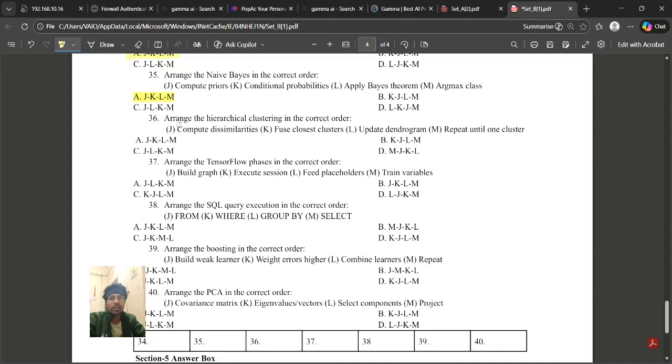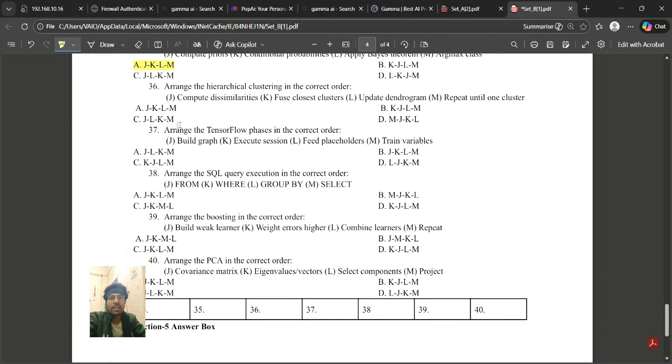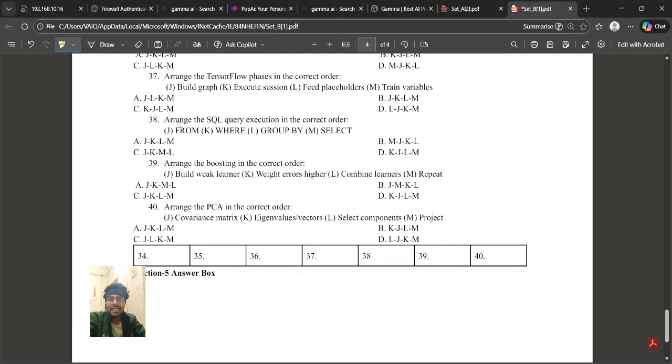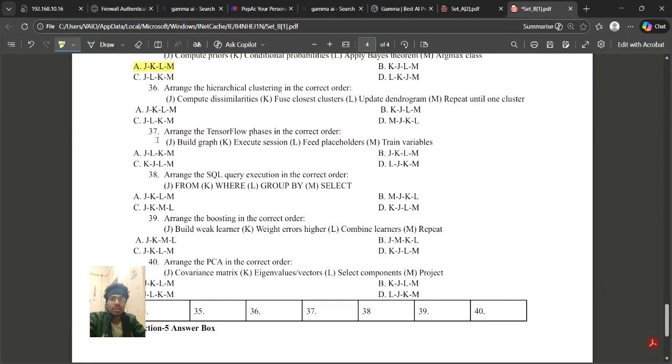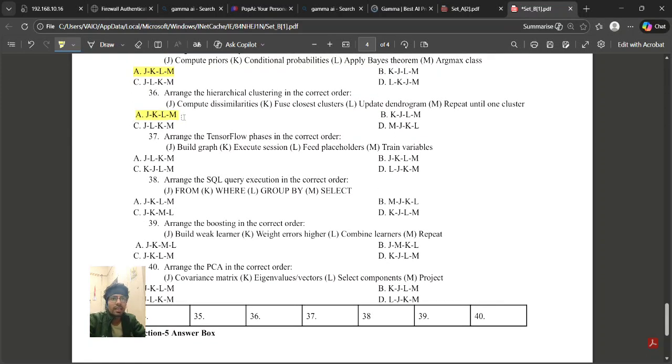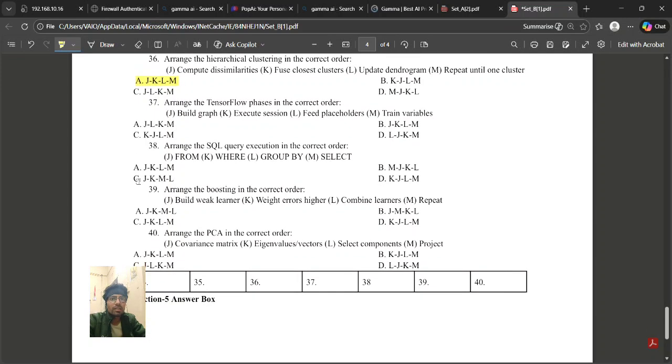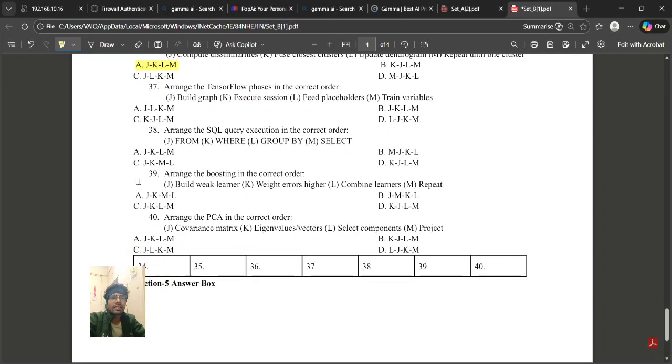Now question number 36 is about the hierarchical clustering order. First we compute the similarity between all the points. Second, fuse the two closest clusters. Then update the dendrogram to show the fusion. Now repeat this process until you have one cluster. So our answer is A. Now go to question number 37.